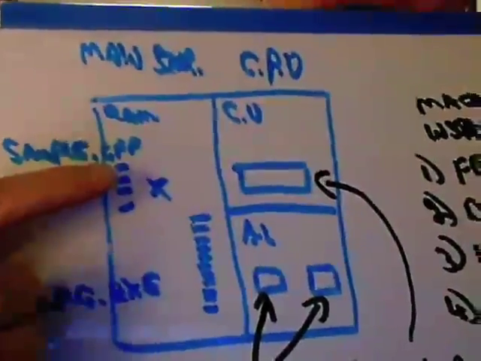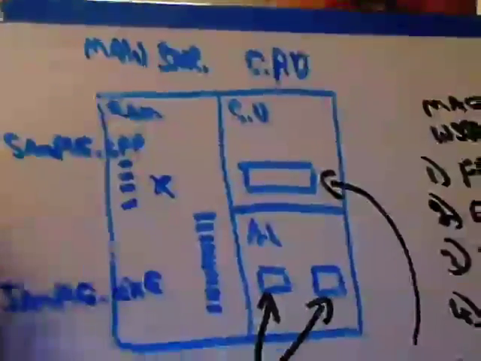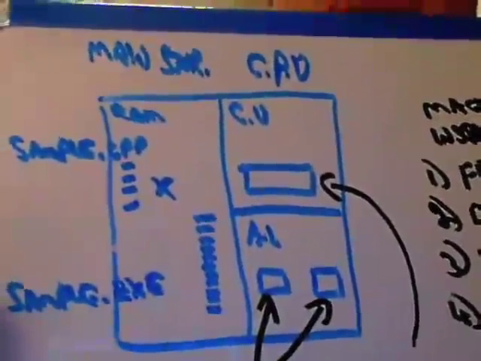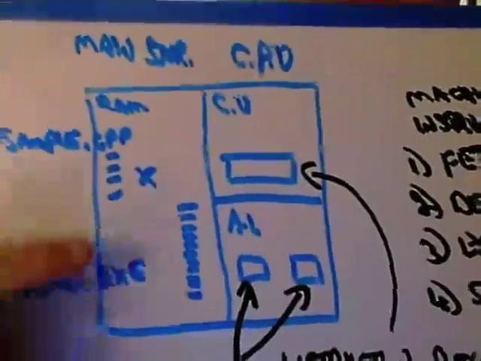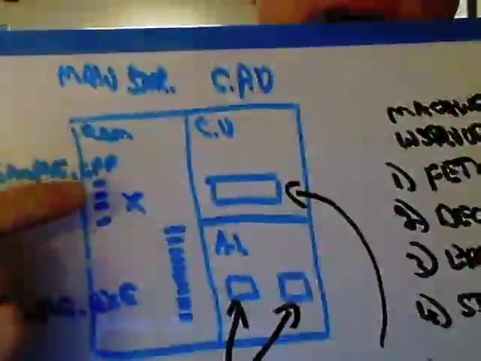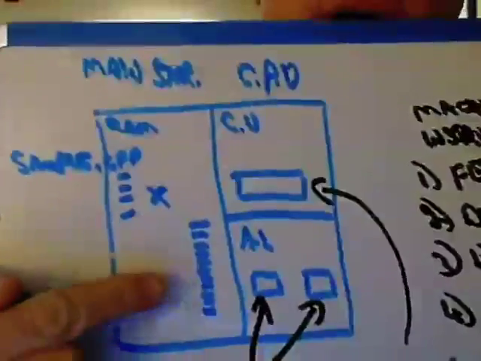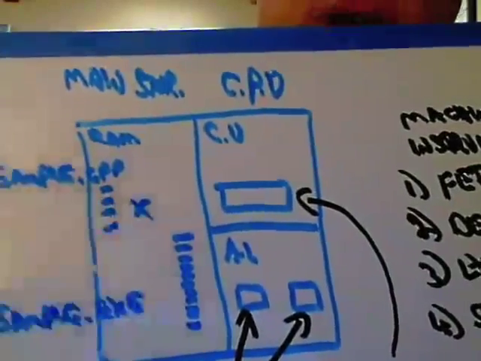Sample.cpp first is checked for errors, and if there are no errors it becomes sample.obj, and then sample.obj becomes sample.exe. That's the executable version of the code that we write. So this is really what the computer needs to implement the code that we've written up here. The X represents a compiler.